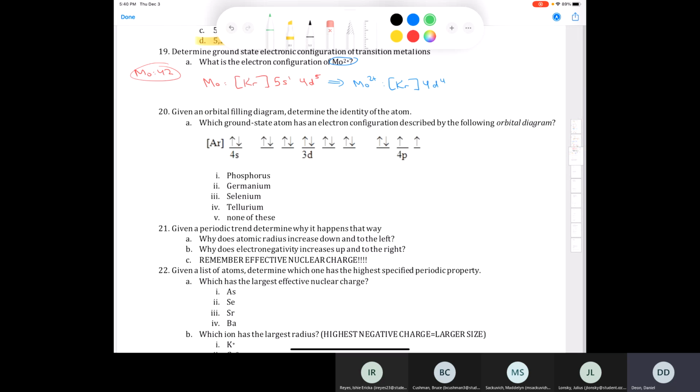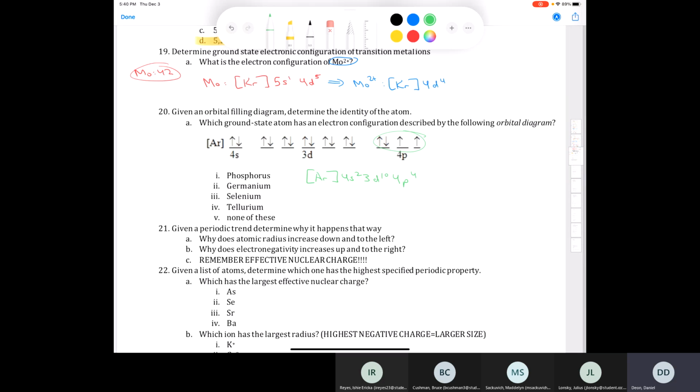Number 20. Given an orbital filling diagram, determine the identity of the atom. So here's our orbital filling diagram. Which ground state atom has an electron configuration described by the following orbital diagram? So we have argon, and then we have 4s2, 3d10, and 4p4, right? We have a total of 4 here.